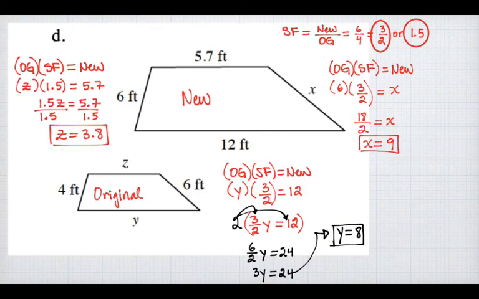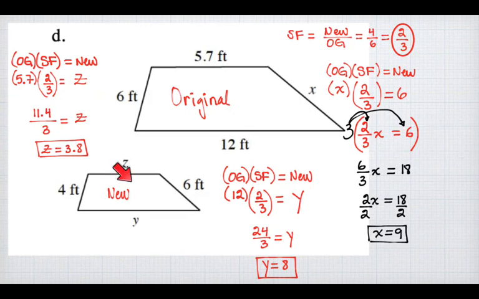So, whether you choose the bigger one to be the new and the smaller one to be the original, or you choose the smaller one to be the new and the bigger one to be the original, as long as your scale factor is done correctly, and you are labeling everything, and you use the formula original times scale factor equals new, you're going to be able to get every single side length you need.